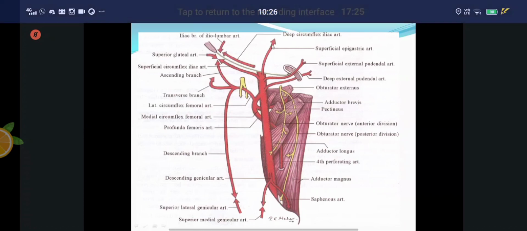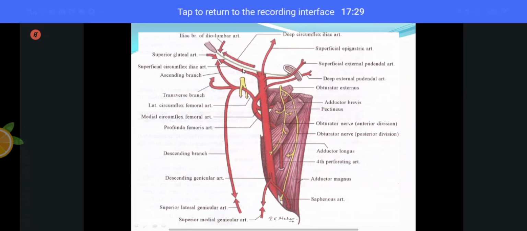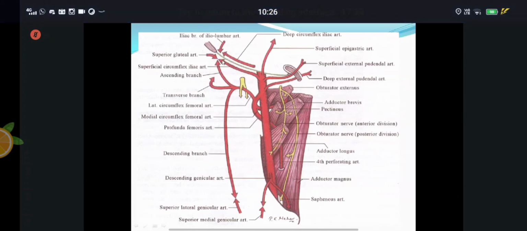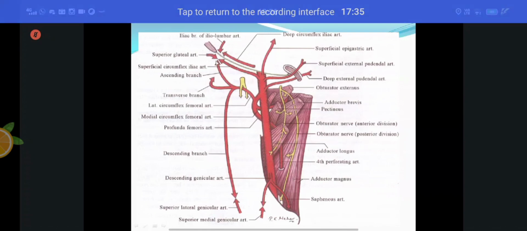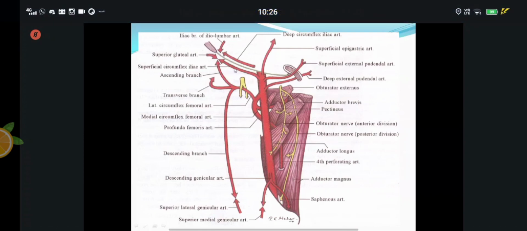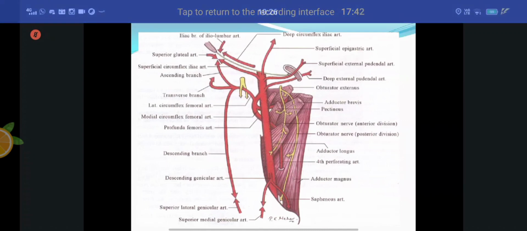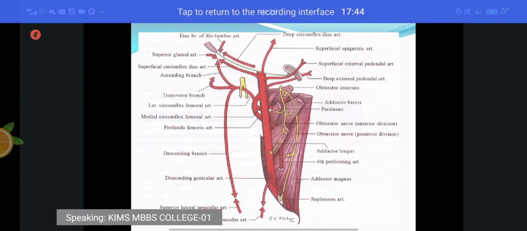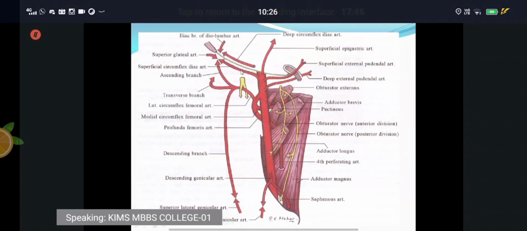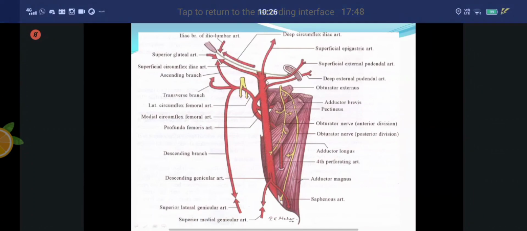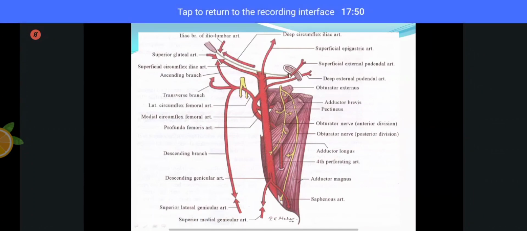Superficial epigastric artery. And the other branch which is going towards the anterior superior iliac spine, and which is forming an anastomosis near the spinous process. What is this branch here? This is the superficial circumflex iliac artery. What is this one called? Superficial circumflex iliac artery.